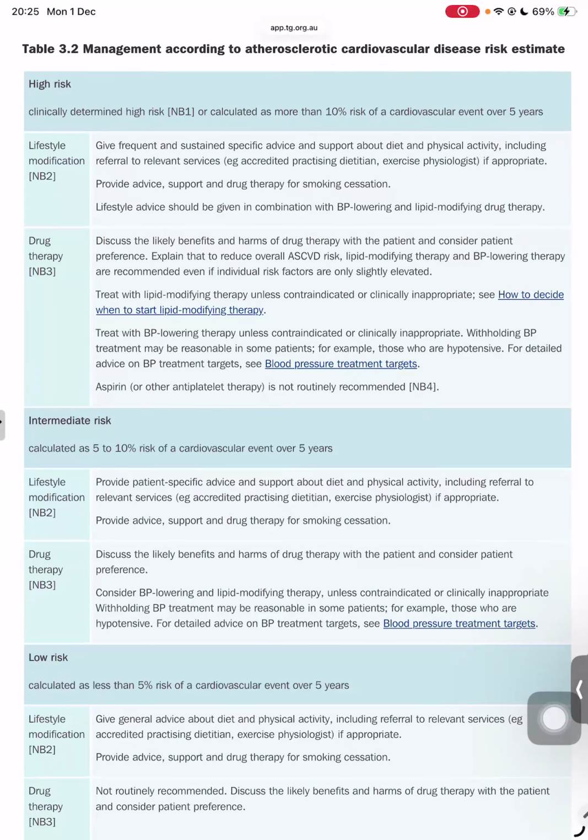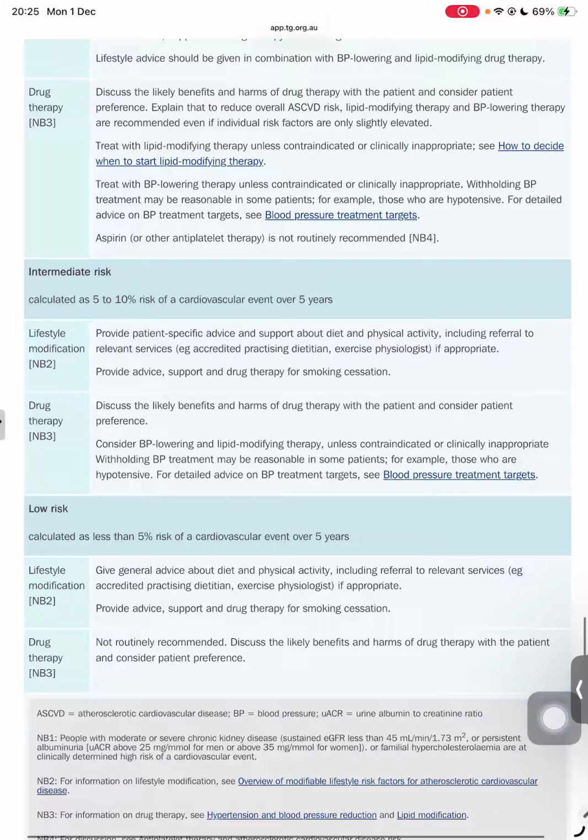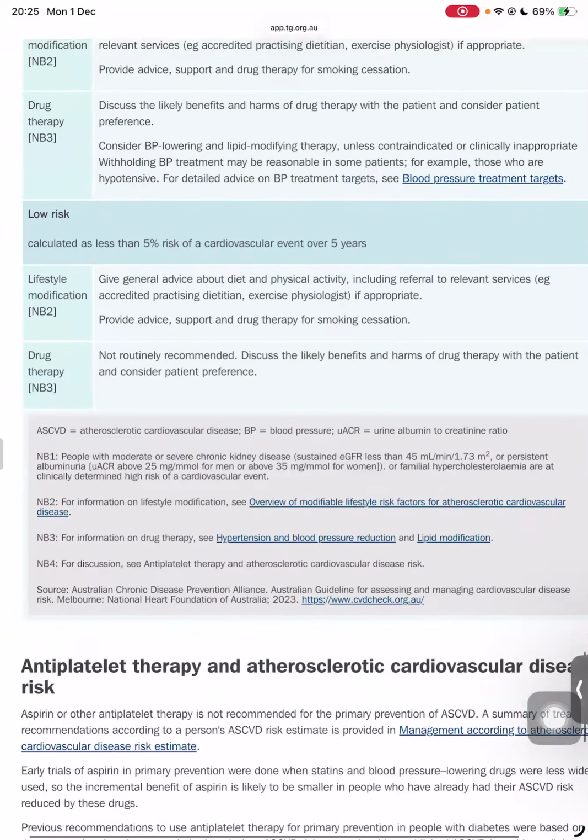For the high risk patients, what can we do? Let's start from the low risk. Low risk is calculated as less than 5% risk of a cardiovascular event over 5 years. So the low risk means less than 5%. Management is lifestyle modification: give general advice about diet and physical activity, including referral to relevant services like accredited practicing dietitians.